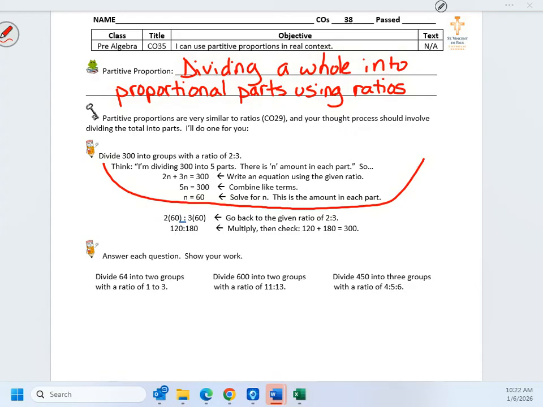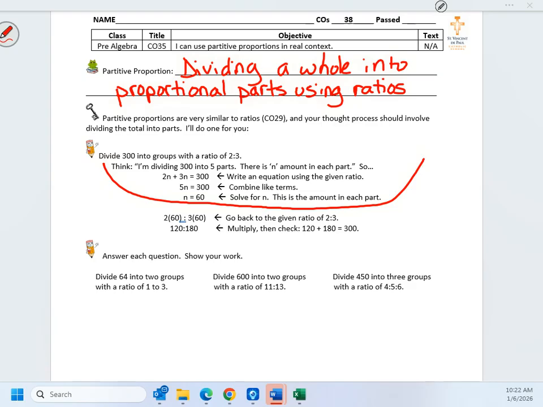Does that part make sense? Mm-hmm. So 2n plus 3n gets us the 5n. That equals our 300. Then we have to see how much n equals, doing those opposite operations. So dividing both sides by the 5, that 300 divided by 5 gets us that 60. So each part is worth 60.